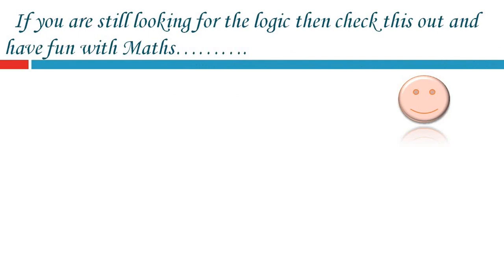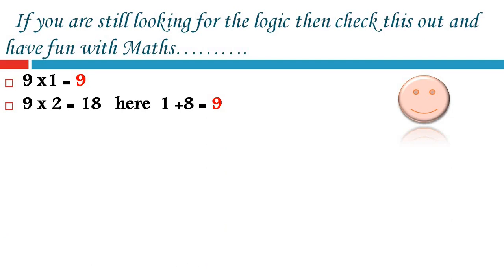Still thinking about the logic behind that? Then check this and have fun. Remember the table of 9? 9 into 1 is 9. 9 into 2 is 18. What if I add 1 and 8? The result is 9. Then 9 into 3 is 27. Here again 2 plus 7 is 9.